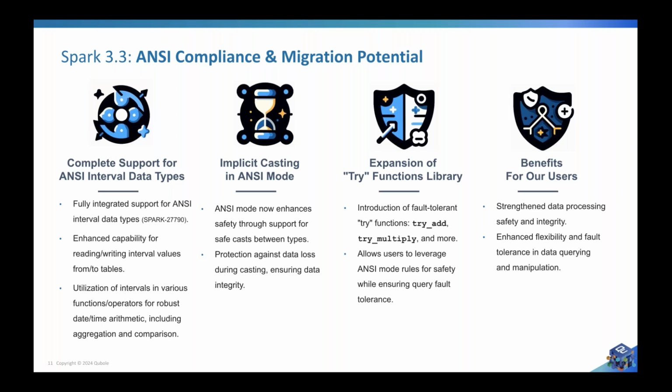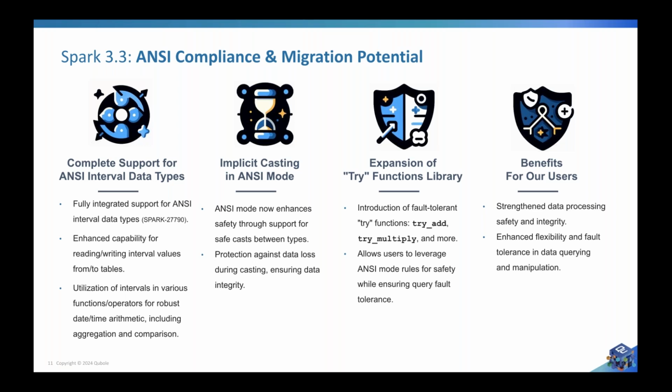Because of that, changes were proposed, and it was picked up with Spark 27790. And with that, we now have enhanced capability of reading and writing the interval values to and from the tables. And then there are other things, like now you can do operations, correct? I just gave you an example. Comparison was one. You can add other functions like date addition and date arithmetic. Aggregation and comparisons are much easier with these interval changes.